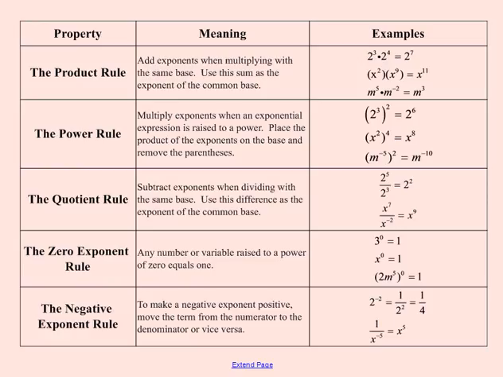In this table, you can see the properties. There's the product rule, the power rule, the quotient rule, the zero exponent rule, and the negative exponent rule. Let's take a closer look at each one of these. Let's start with the product rule.